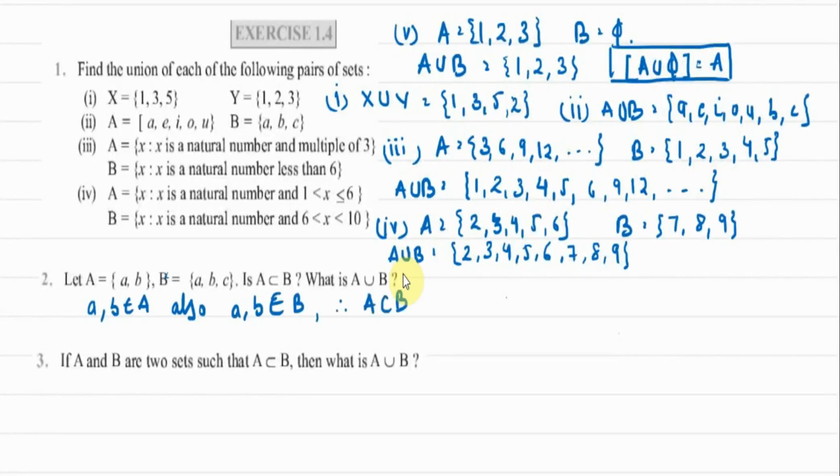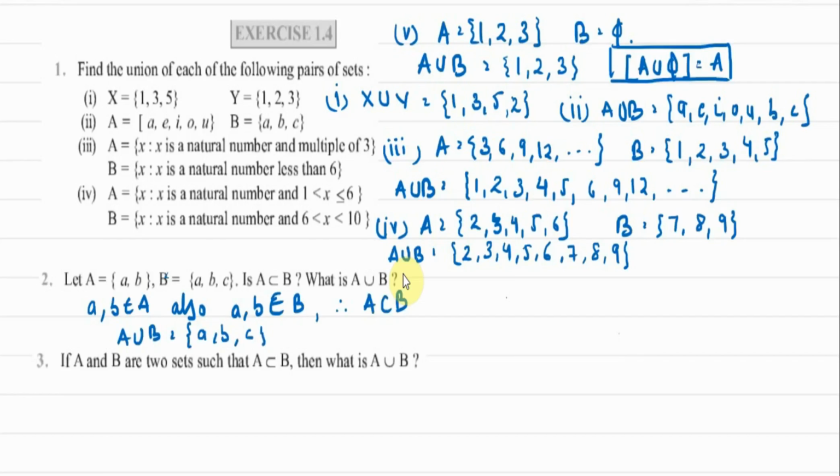Now what is A union B? So we'll write A union B. A union B will be, we start writing the elements of A first, a, b. Now elements of B are a, b, c. So a and b we have already written. We are left with element c, so we write that down. This is the set A union B with us.